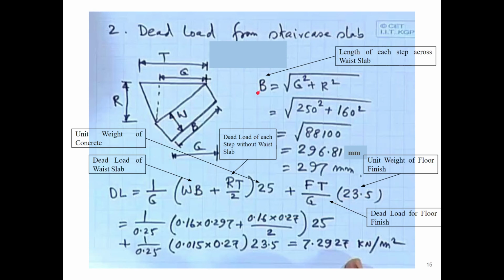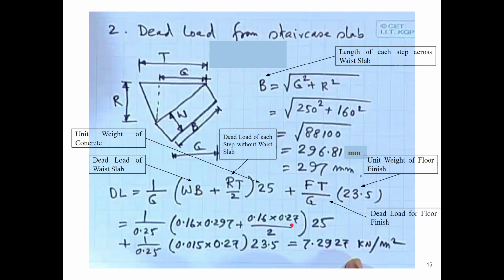And this B, as I told you, is the length of each step across the waist slab. Using Pythagoras, it is square root of G square plus R square. The value of going is given as 250 millimeter, and the value of rising is 160 millimeter. Putting the values, we get the length of each step across the waist slab, B, as 296.81 millimeter. So rounding, we get 297 millimeter.